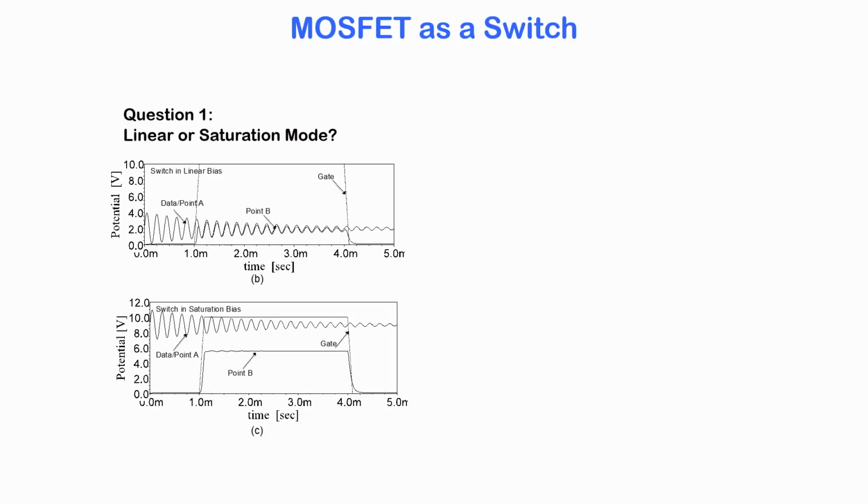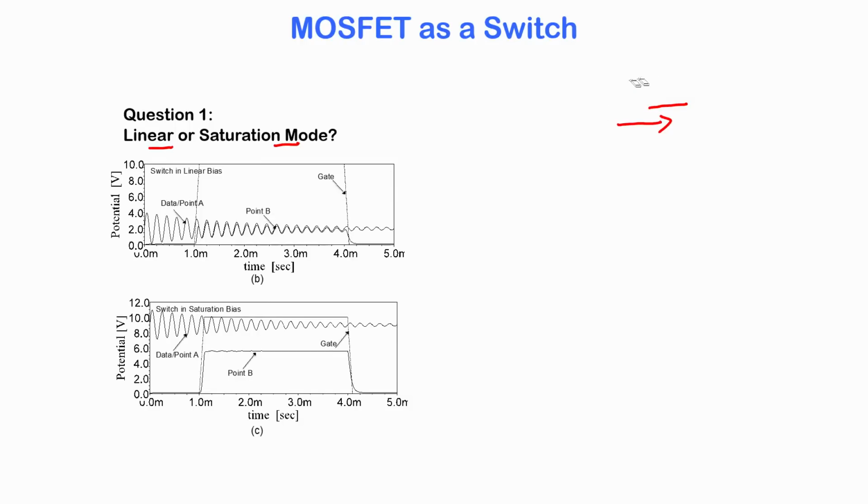So, the first question: if I were to use the MOSFET as a switch, and I want low small signal resistance across the switch, do I bias the MOSFET in linear mode of operation or saturation mode of operation? That is the first question.